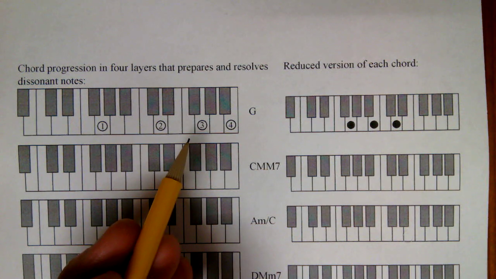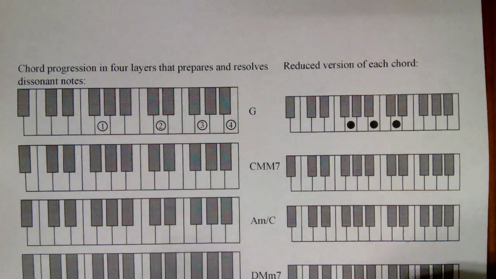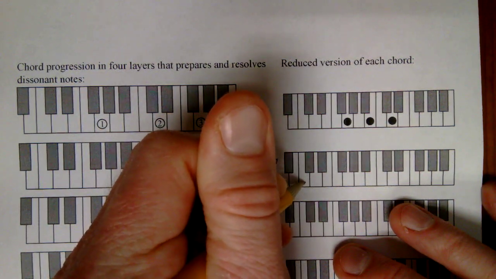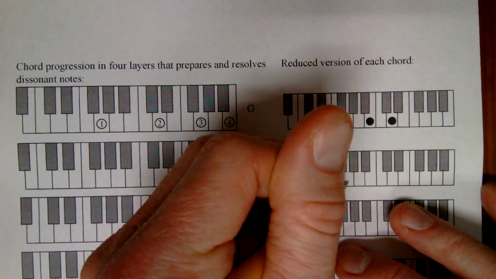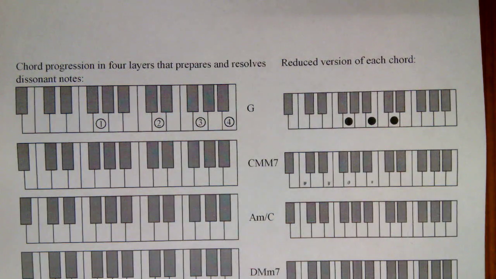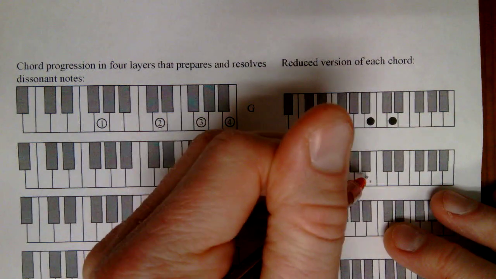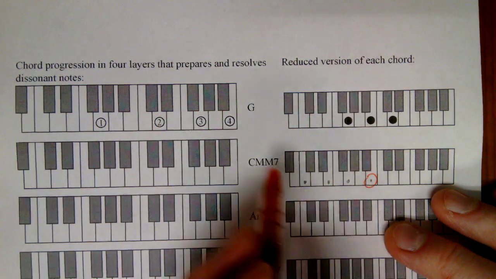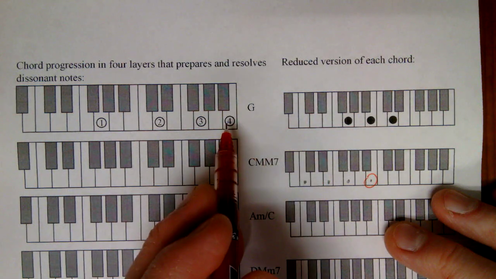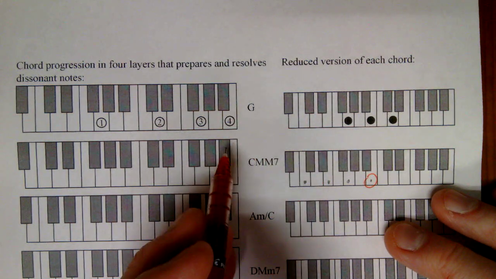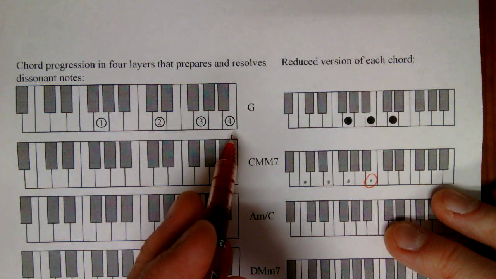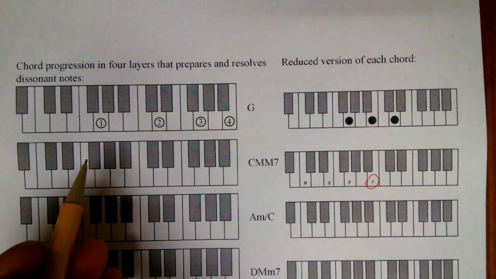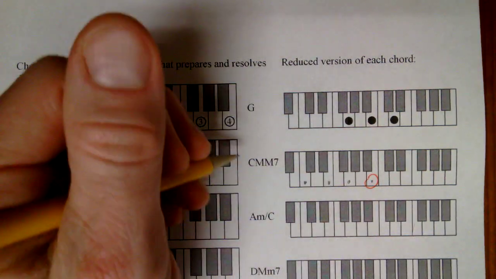Okay, and let's move to the C major major 7. First, I'm going to write this chord in reduced form so that I know which notes we need. And I will circle the dissonant note. When you have a chord with a dissonant note, the first thing you need to do is look at the previous chord and see which one of those voices can move to that note, in other words to B, by 0, 1, or 2 semitones. In this case, it is this B up here.